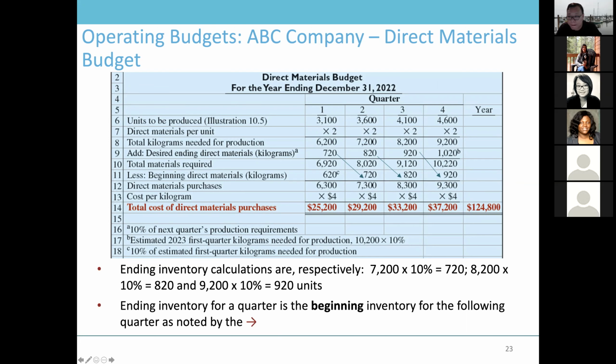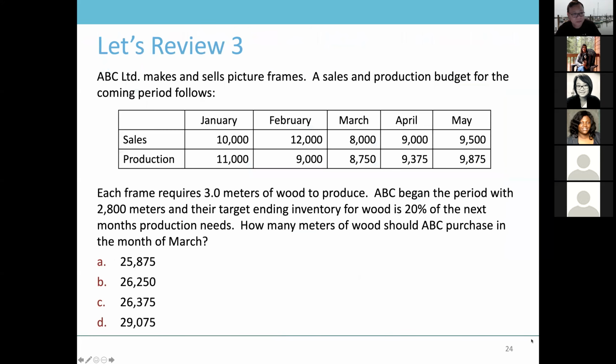So don't be scared by the budget project, right? Don't be scared by it. You just have to be able to analyze the information from the case, and you are doing something similar to this, okay? Okay, let's work on this question.